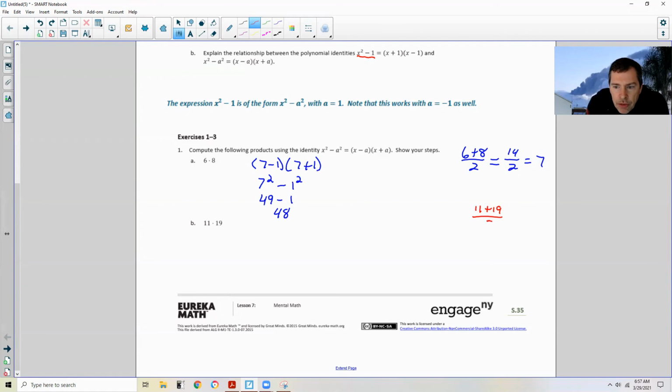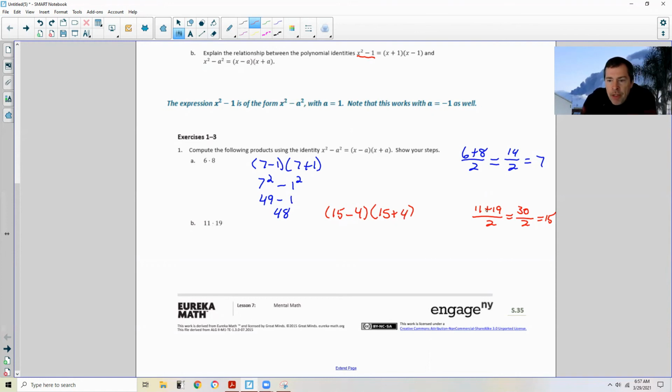11 plus 19 divided by 2 is 30 divided by 2, which is 15. Well, that's my x. So that is going to be 15 minus something times 15 plus something. Well, to get to 11, I'd have to subtract 4 from 15, and 15 plus 4 is 19. So my x in this case is 15, and my a was 4.